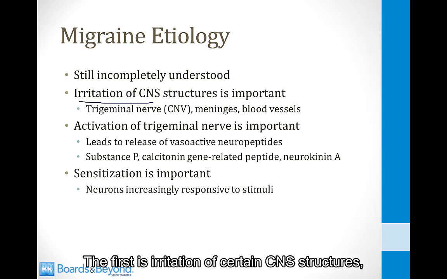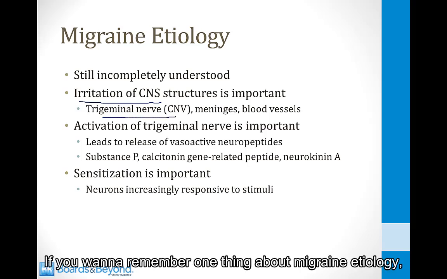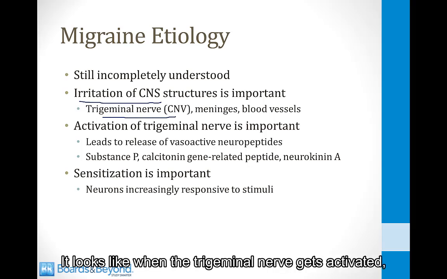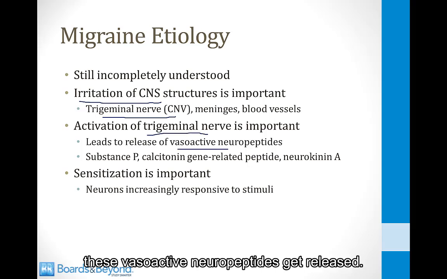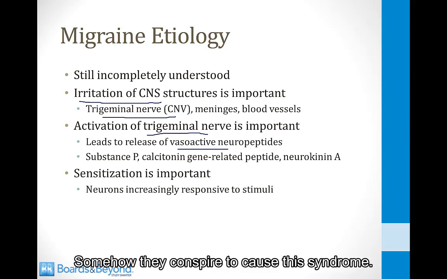The first is irritation of certain CNS structures, especially the trigeminal nerve. If you want to remember one thing about migraine etiology, it's that the trigeminal nerve is involved. It looks like when the trigeminal nerve gets activated, these vasoactive neuropeptides get released, things like substance P and neurokinin A and calcitonin gene-related peptides. Somehow they conspire to cause this syndrome.